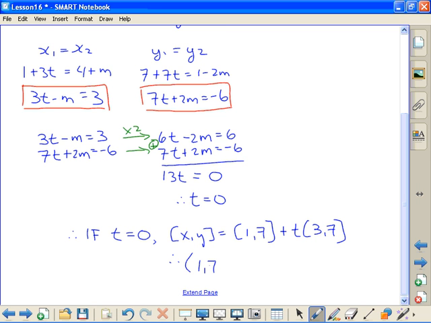Therefore, they intersect at 17. What I was worried about is, if you get no solution, what would happen in a parallel universe here? You would have ended up with 0t equals 0, right? In this case, there'd be infinite solutions, because you can plug in any value of t. If you would have ended up with 0t equals 5, there'd be no solution. So that's what it would have looked like for the other two options here.